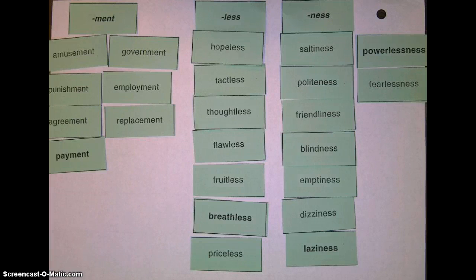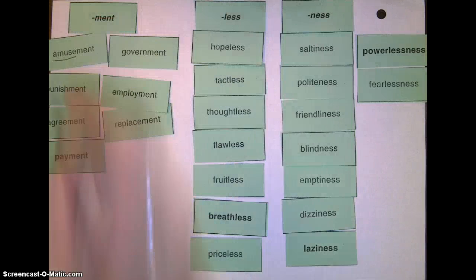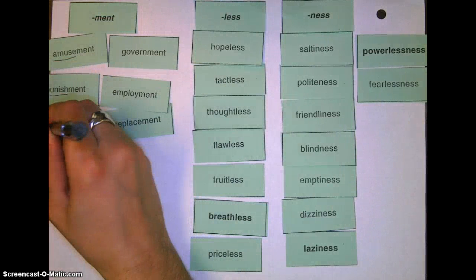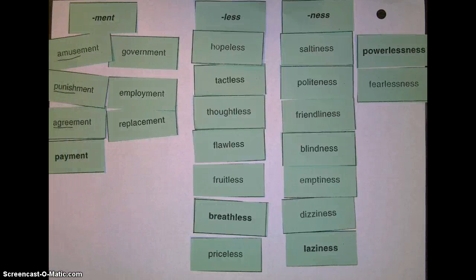The next thing I'd like you to do is go through and underline all of the base words. So as we go through this category, we have amuse, and then the base word here is punish. And the base word of agreement is agree. So please pause the podcast and go ahead and underline all of the base words in your list.